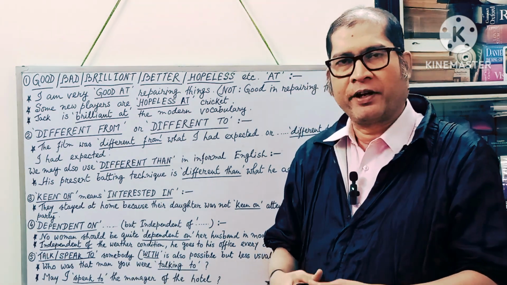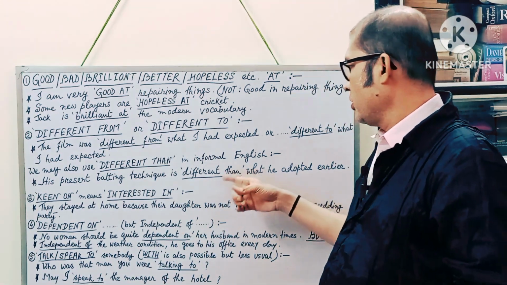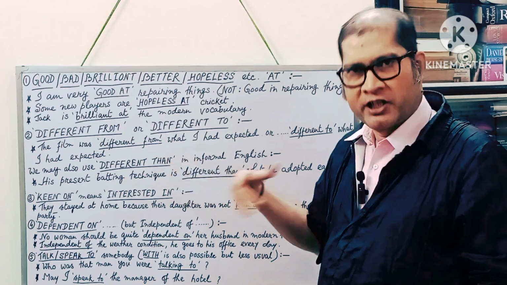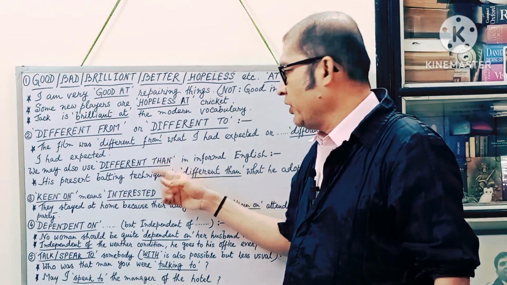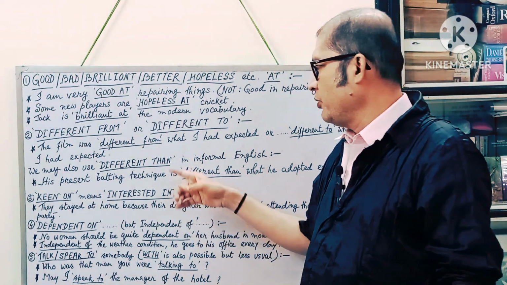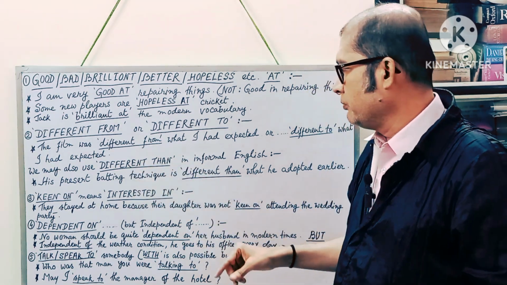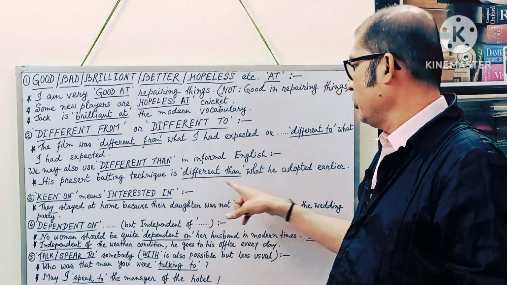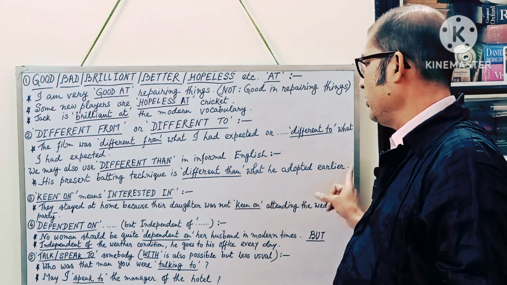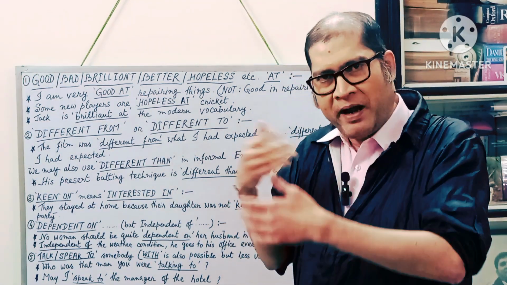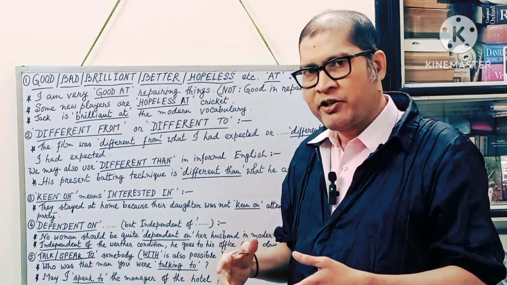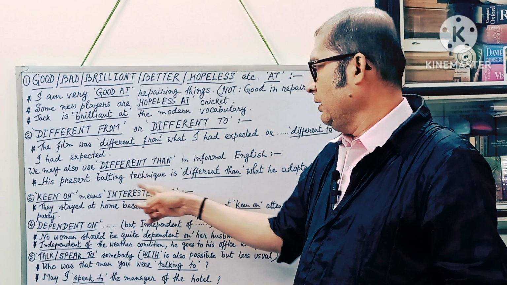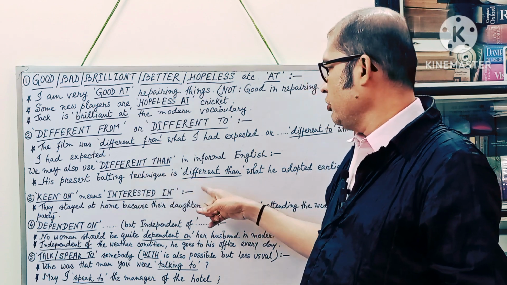Yes, I assure you, my dear friends. English people, especially the American people, often use this expression, different than, when they speak English. But when they write English, I don't think they will be using than after different. For example, his present batting technique is different than what he adopted earlier. He had a different batting technique earlier. Now he bats in a completely different manner. So, his present batting technique is different than.